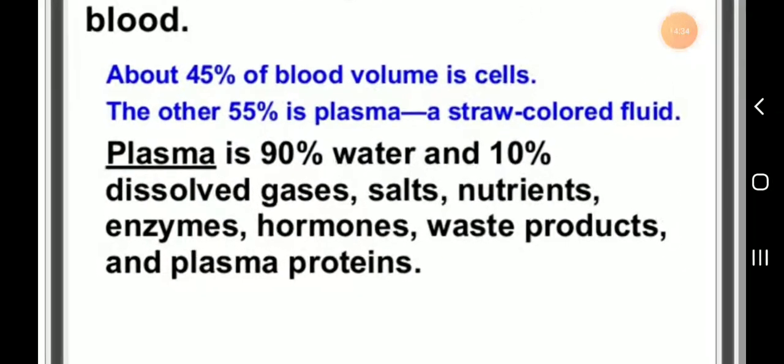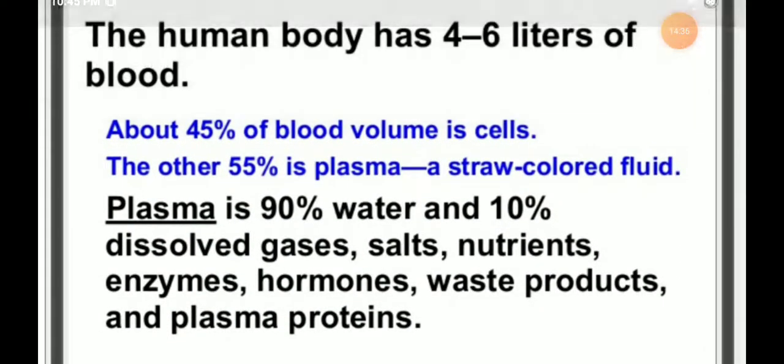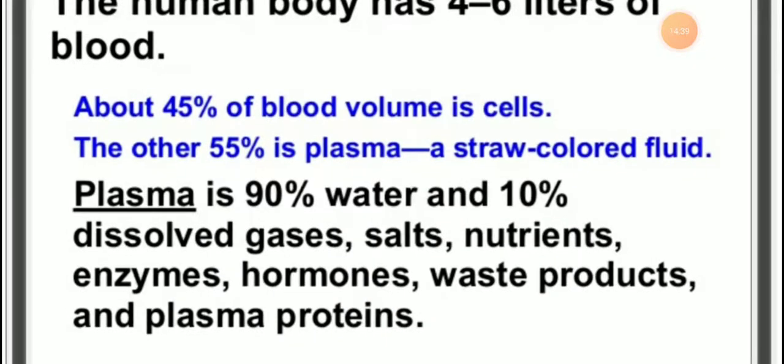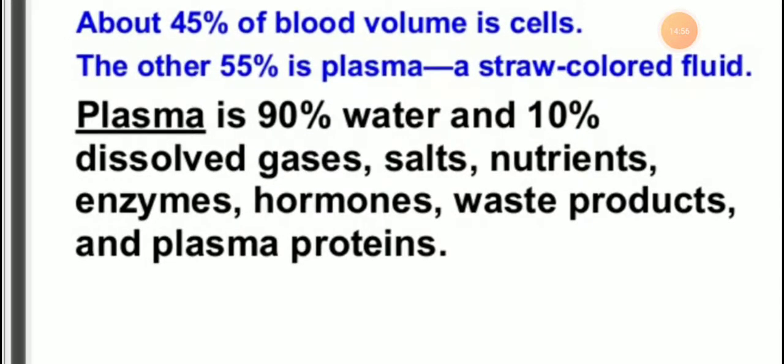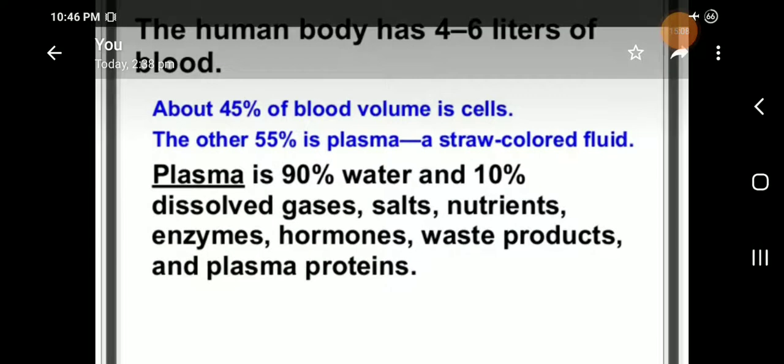Okay, the human body has 4 to 6 liters of blood. About 45% of blood volume is cells. The other 55% is plasma. Plasma is a straw colored fluid. What is meant by straw color? That is a pale yellow color. Plasma is 90% water and 10% dissolved gases, salt, nutrients, enzymes, hormones, waste products, and plasma proteins.